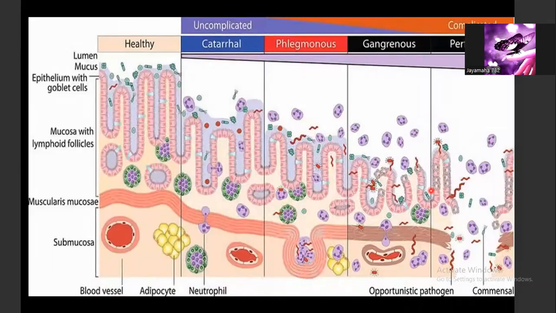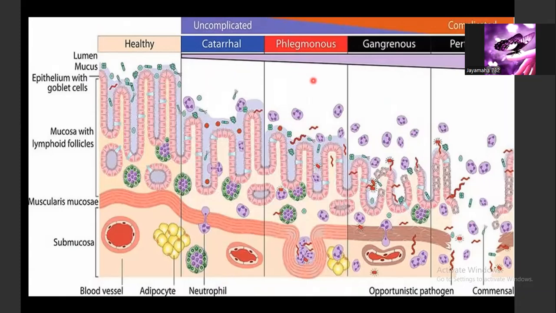In this slide, from this picture, you can see this is the healthy tissue of the appendix, and this is the appendicitis progression through several stages. In the catarrhal stage, the appendix becomes inflamed due to the obstruction, leading to mucus buildup and bacterial growth. So, it will cause mild abdominal pain, nausea, loss of appetite, and mild fever during this catarrhal stage.